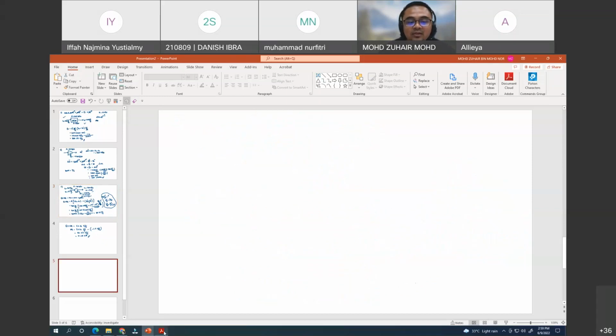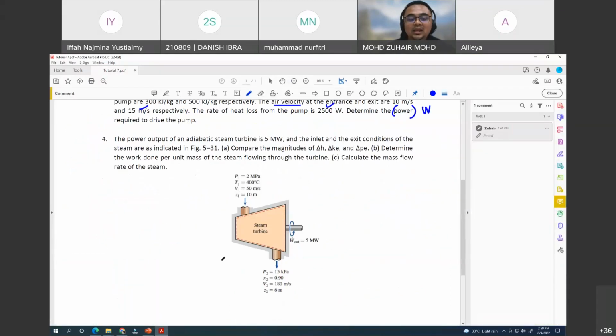Okay, so question 4, this is the final question for today. The power output of an adiabatic steam turbine. So what does adiabatic mean? Anyone remember? If this is asked in a test, it's easy. It means the system is insulated without any Q penetrating in or out. So Q in equals 0 and Q out also equals 0. So that means Q is 0, more or less.